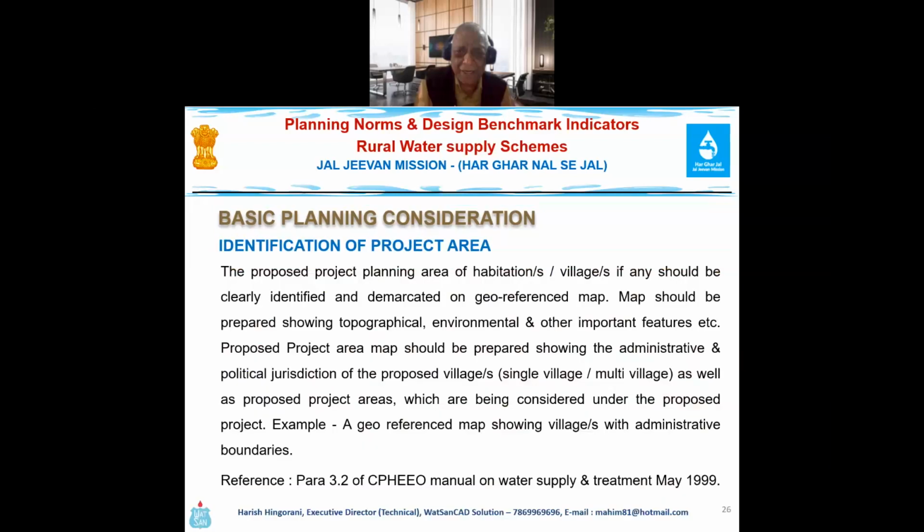The second issue is the identification of the project area, which is key. The proposed project planning area of the habitation or village should be clearly identified and demarcated on a georeferenced map. The map should be prepared showing topographical and other features. Its administrative and political jurisdiction, such as the Vidhan Sabha area, should also be clearly defined. This has been communicated in para 2 of the CPHO manual, and it is a key requirement of the manual.